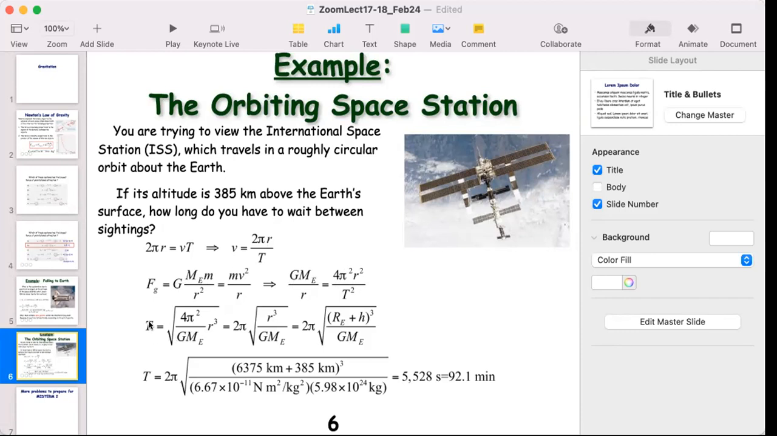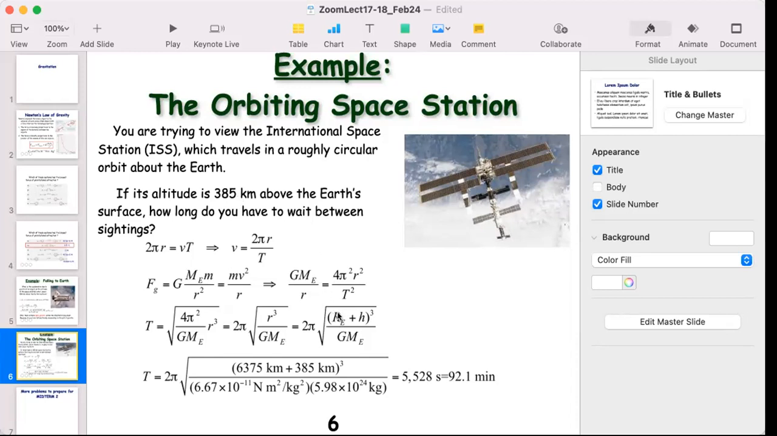So from this I can find T. I just move around the terms here to be able to find T, and it is the square root of 4 pi squared divided by G, mass of our planet, multiplied by the distance cubed. So we just bring things outside, the 2 pi outside to make it easier. And r here, as you see, what is the distance? The distance is not 385 kilometers.